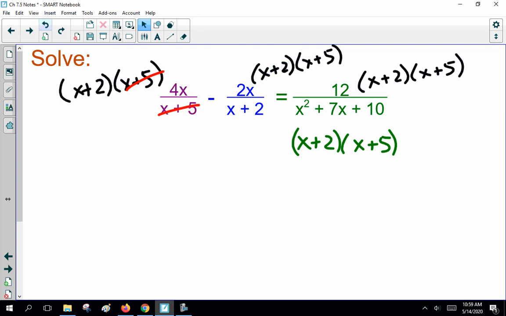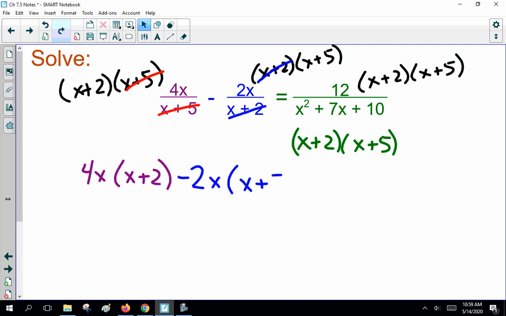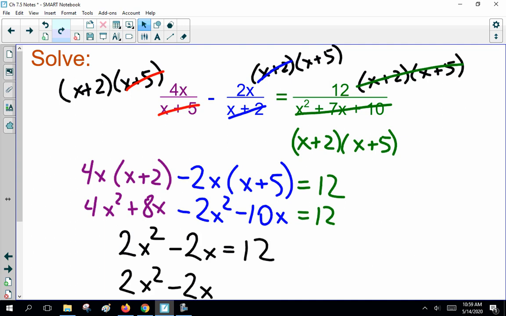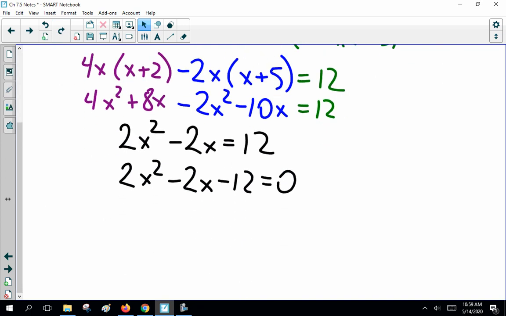I realized I have to multiply everything by x plus 2 times x plus 5. So I started canceling stuff out, and notice here I got 4x times x plus 2. The second term, the x plus 2 cancels out, so I'm down to minus 2x times x plus 5. And then the equals 12 times whatever, everything cancels out except for the 12. Now, is this a pain in the bum? Yes. Is this solvable? Yes, we just do some FOILing. 4x squared plus 8x, don't forget your minus, that's minus 2x squared minus 10x equals 12. Or 2x squared minus 2x equals 12, which simplifies to 2x squared minus 2x minus 12 is 0.